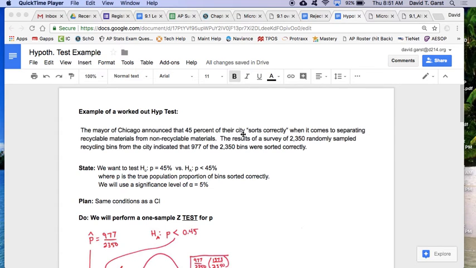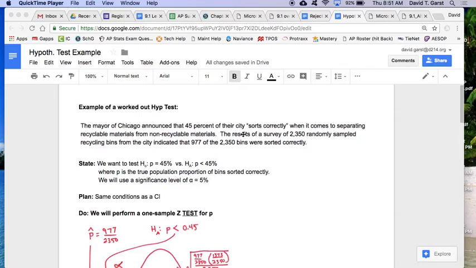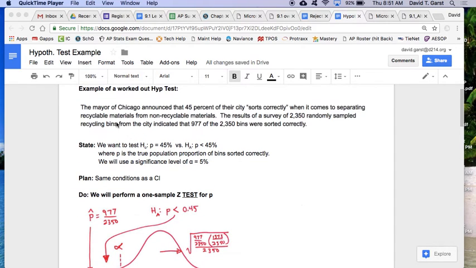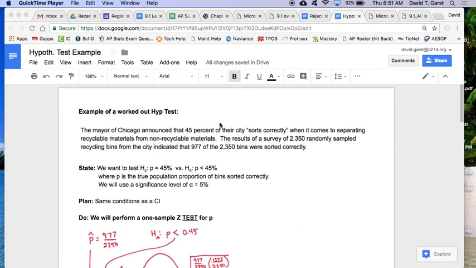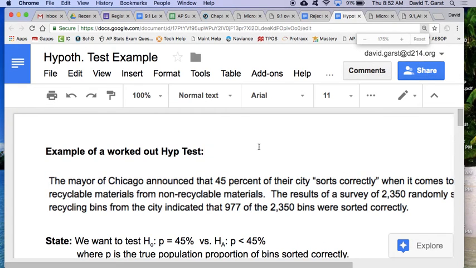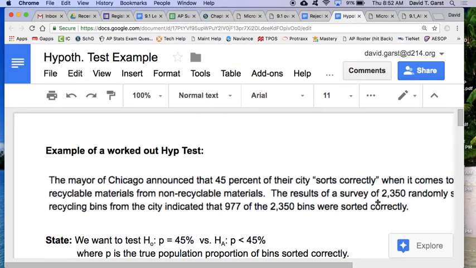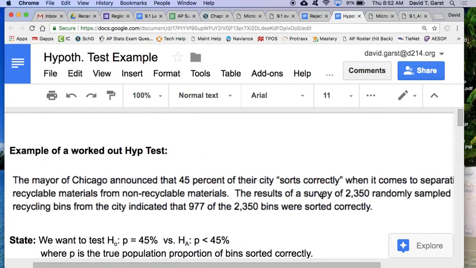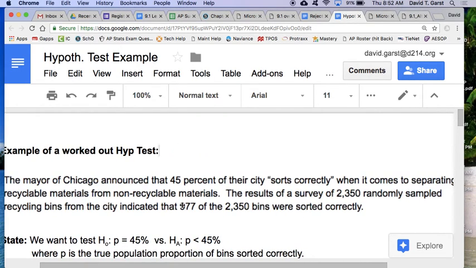So this is a full worked out example of where we're going in the chapter of a hypothesis test. Take a look at the video here. Last chapter, we heard about the mayor of Chicago announcing 45% of the city sorts correctly when it comes to separating recyclable materials from non-recyclable materials. The results of the survey said 2,350 randomly selected bins indicated that this many were sorted correctly.